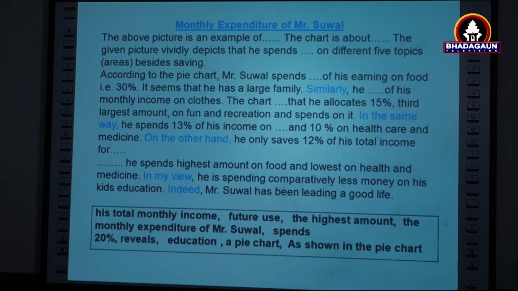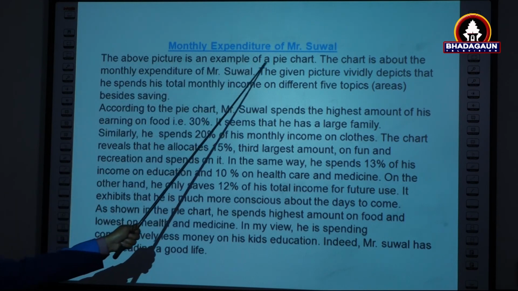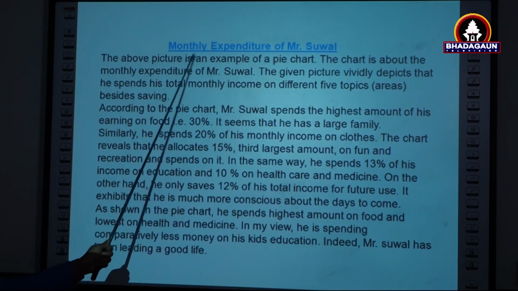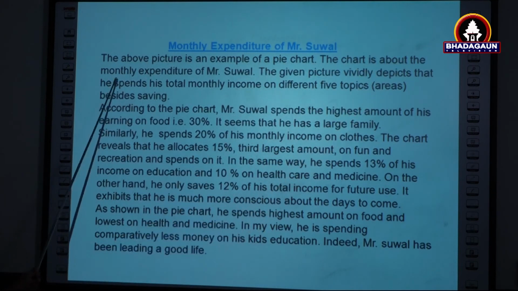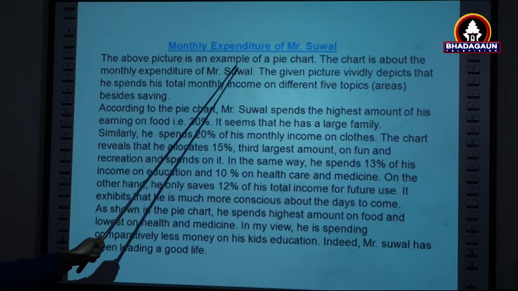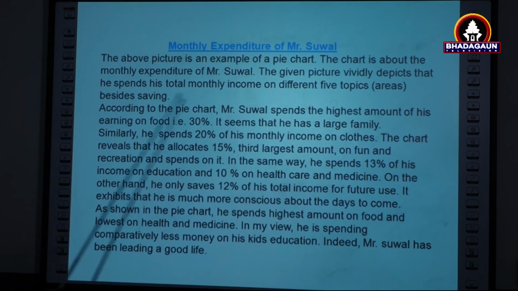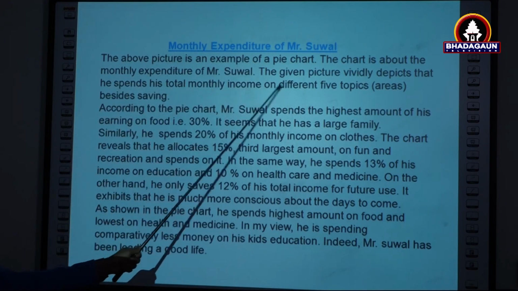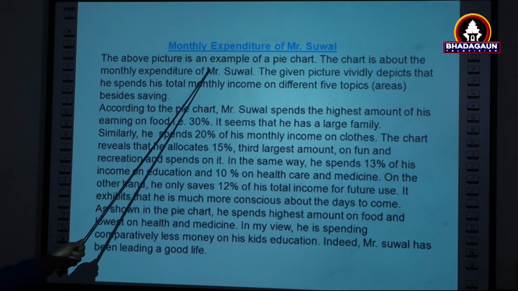Now let's move to the complete answer. Now we filled all the blank spaces and made this type of answer. The above picture is an example of a pie chart. The chart is about the monthly expenditure of Mr. Sual. The given picture vividly depicts that he spends his total monthly income on five different topics or areas besides saving. That is the first paragraph.